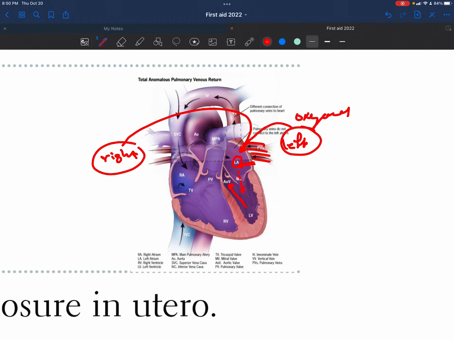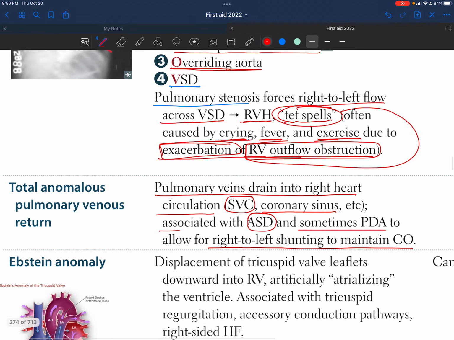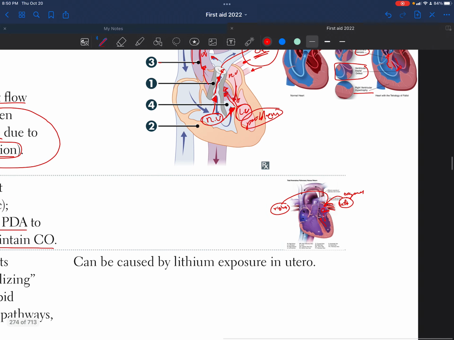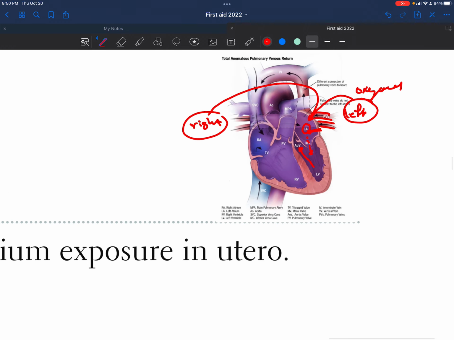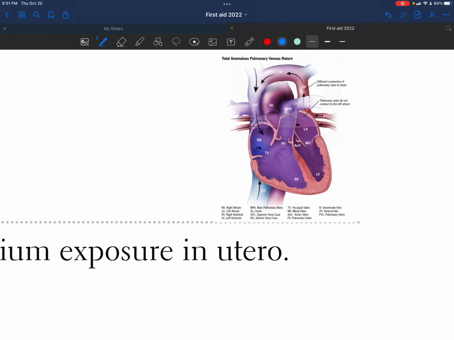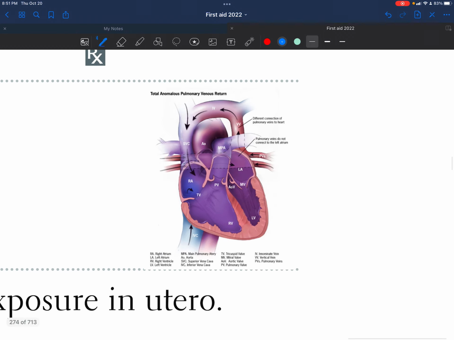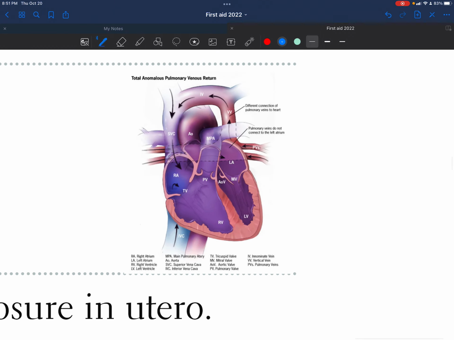But in our condition, the total anomalous pulmonary venous return, basically all of the pulmonary veins are located abnormally. So they are, unluckily, opened in the right atrium. If we can see the image here, they actually move from behind the heart. It's where this dotted line goes. So they kind of make their own circulation.